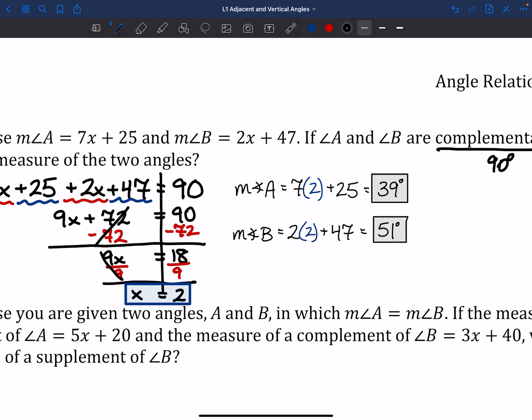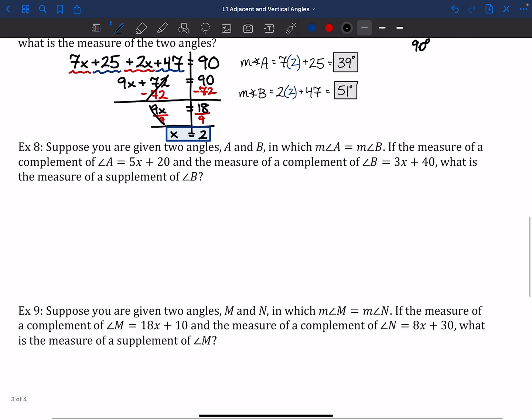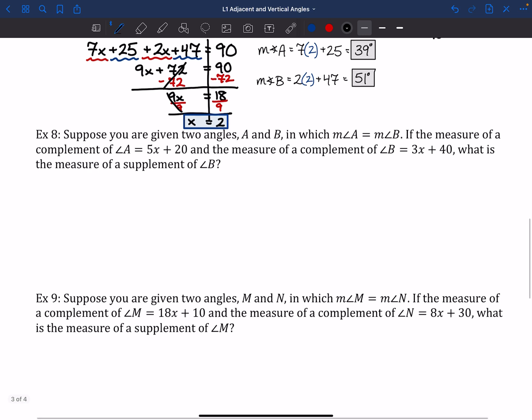All right? And something we can do to make sure that our answer works out is they kind of check themselves, right? We need these to come out to equal 90 together. If you added 39 plus 51, you are going to find out that it does equal 90, right? Two more problems before we jump back into everything all together.